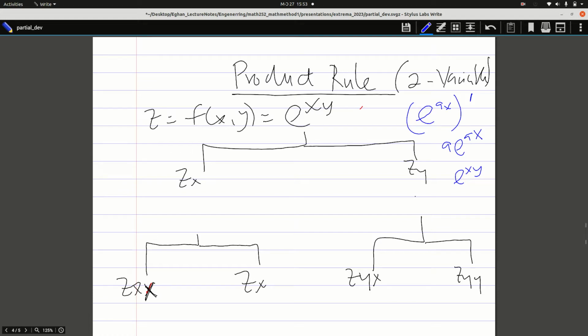It's as if I differentiate this exponent with respect to x, and what do I get? I get y, instead of a becomes y. So I multiply by y here, y e^(xy). Similarly, if I want to differentiate with respect to y, if I differentiate the exponent, I'll get x. Then whatever I have remains.